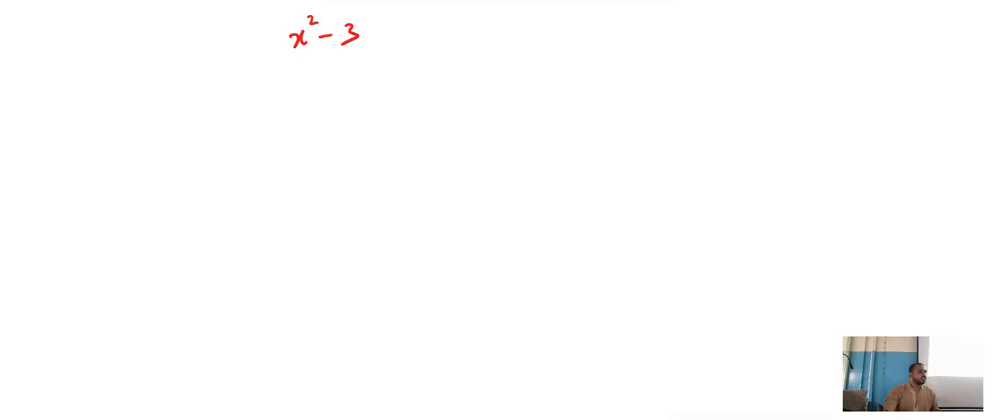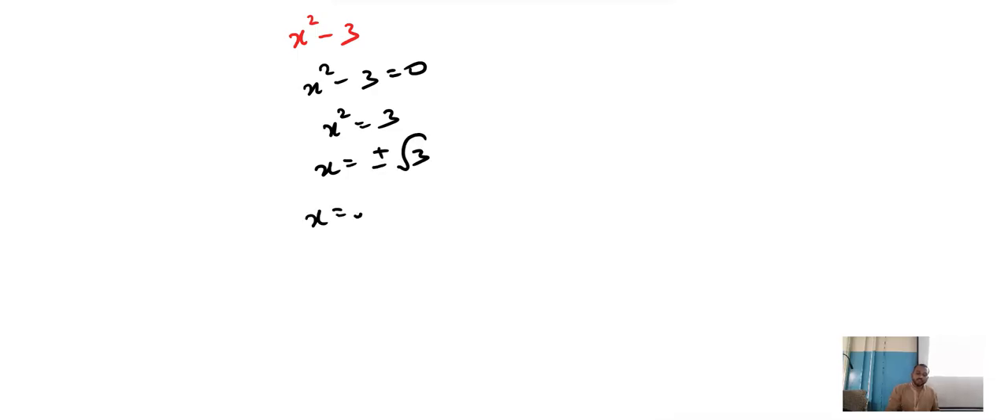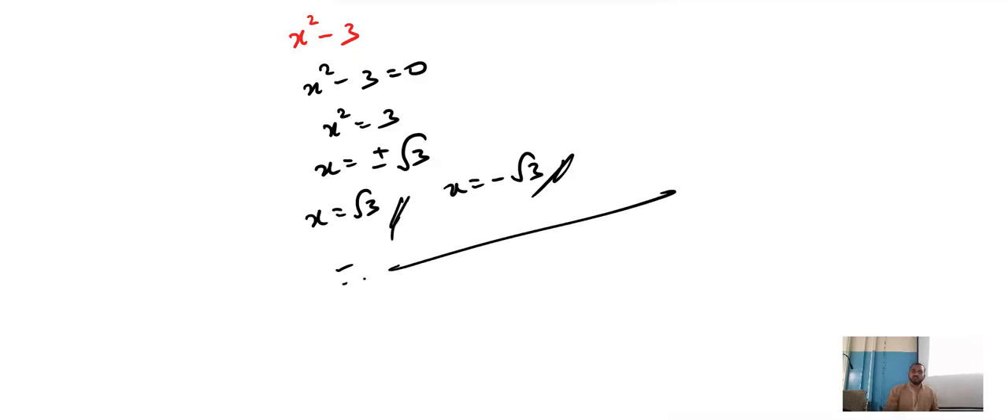the relationship between the zeros and the coefficients. You remember, right? X square minus 3 equals 0, x square equals plus 3, x equals plus or minus root 3, x equals plus root 3, x equals minus root 3. Therefore the zeros of the given polynomial are plus root 3 and minus root 3.